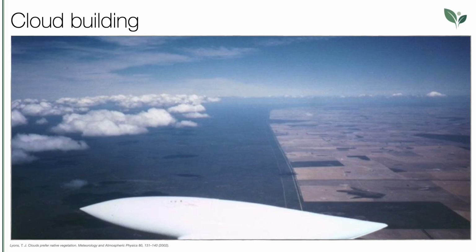And where do we find the clouds? On the left side, where there's vegetation. Water can transpire and clouds can form. Clouds prefer native vegetation, one could say. This is a nice example that clearly shows the different effects of land use and land cover.